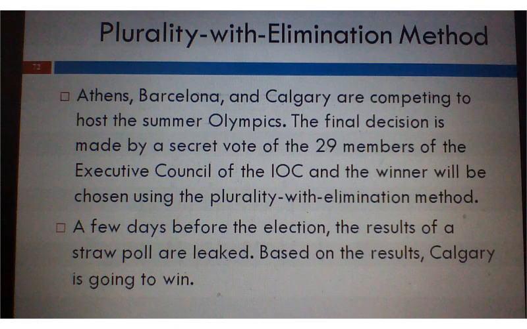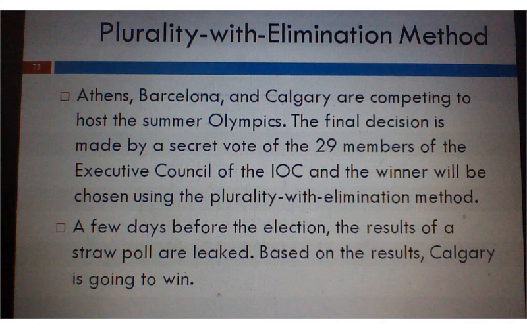Athens, Barcelona, and Calgary are competing to host the Summer Olympics. The final decision is made by a secret vote of the 29 members of the Executive Council of the IOC, and the winner will be chosen using the plurality with elimination method. Okay. A few days before the election, the results of a straw poll are leaked. Based on the results, Calgary is going to win.